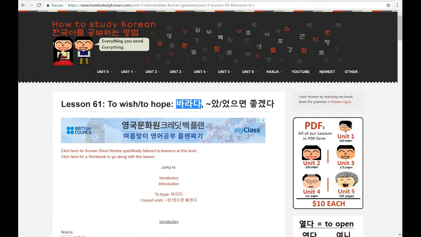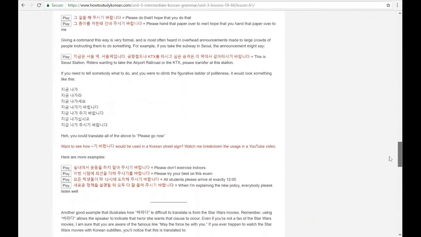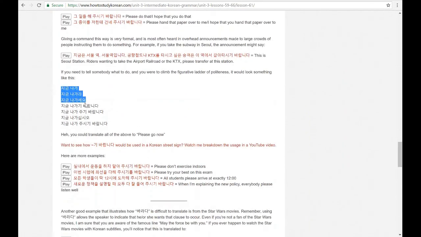I talk about this again in lesson 61, and you can climb what I call the figurative ladder of politeness, where all of these sentences actually have the exact same meaning. The only difference between this sentence here and this sentence here and everything in between is that they get more formal as you get down. And in this last one, the verb would be 나가다, and I'm adding this whole ending to it, basically to just say please go now.